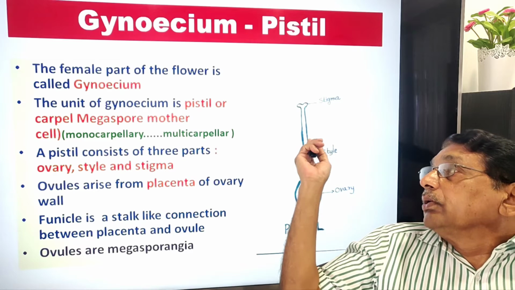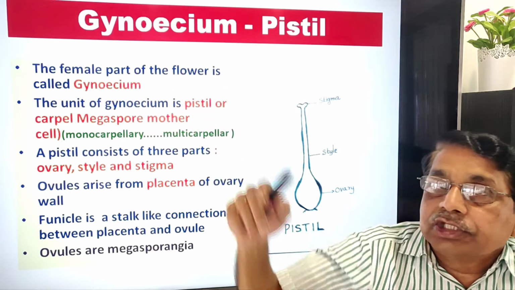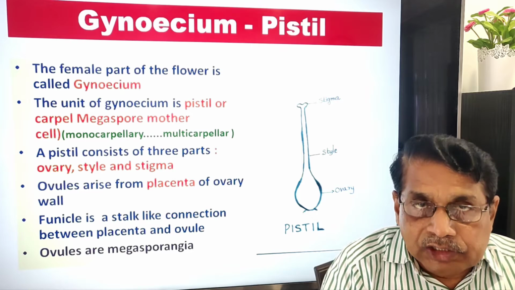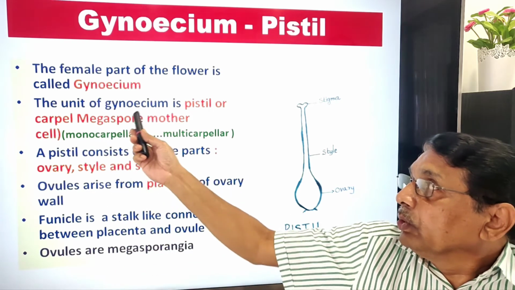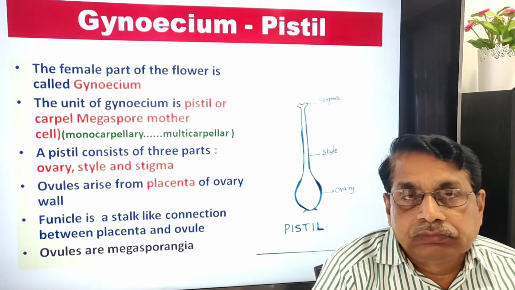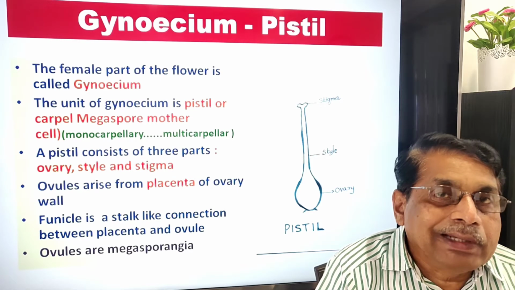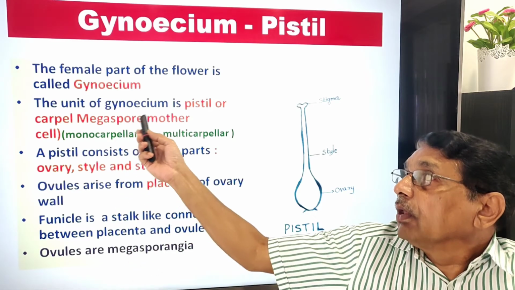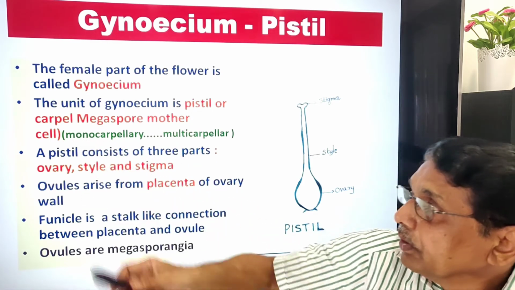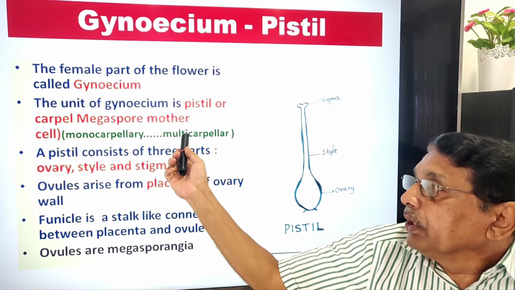Now these are the female parts of the flower called gynoecium. Collectively, all the female parts of the flower are known as gynoecium. The unit of the gynoecium is pistil or carpel. There may be one carpel, there may be 2, 3, 4, 5 or many, multicarpellary. Monocarpellary to multicarpellary.